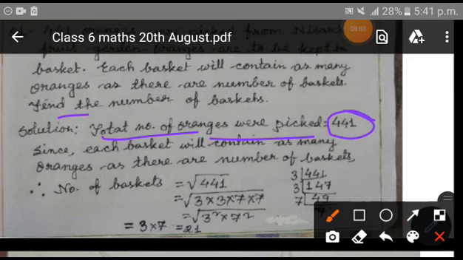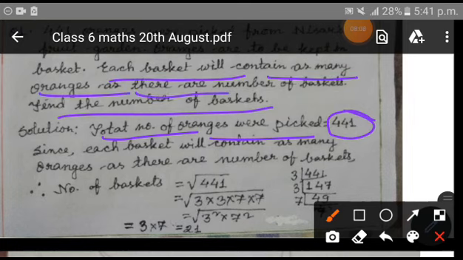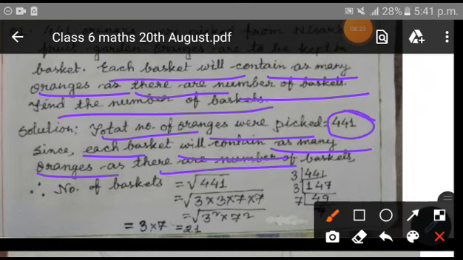You need to find the number of baskets. There is a hint or a condition given in the question that each basket will contain as many oranges as there are number of baskets. So the number of oranges will be equal to the number of baskets. So in this case, you are going to write, since each basket will contain as many oranges as there are number of baskets, we are going to find the square root of 441.